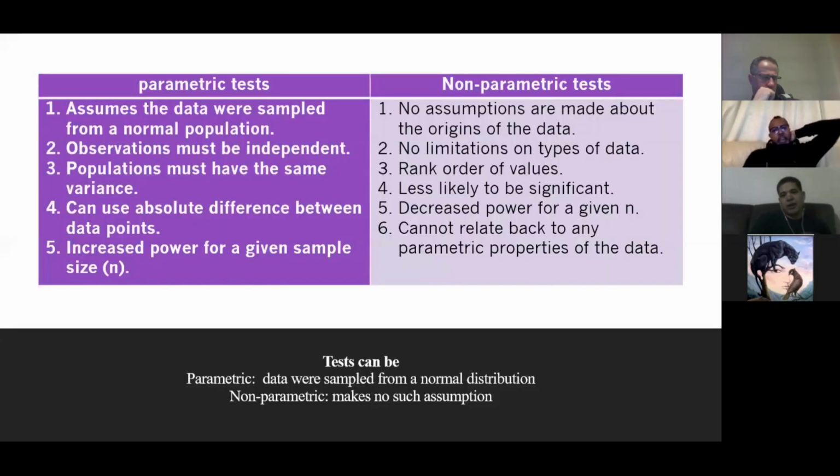And we'll go again to the parametric or non-parametric test. So parametric tests assume the data were sampled from a normal population, the observations must be independent, and the populations must have the same variance. So there are specific characteristics for each test you are going to use, and this is very common in the MCQ.